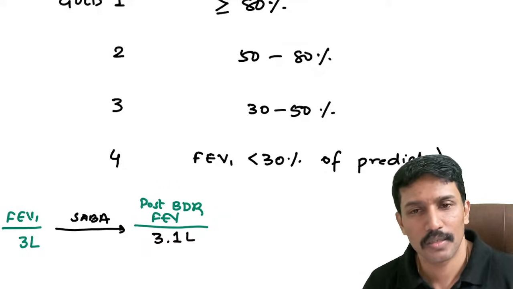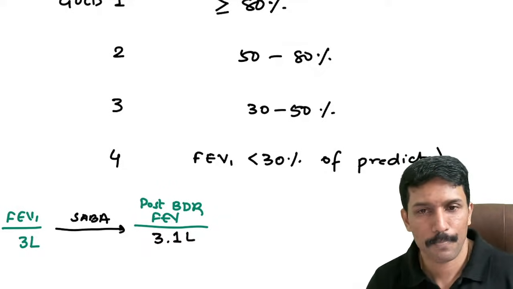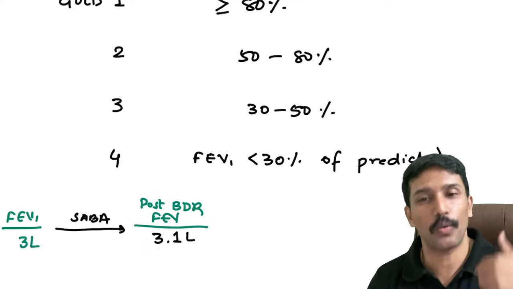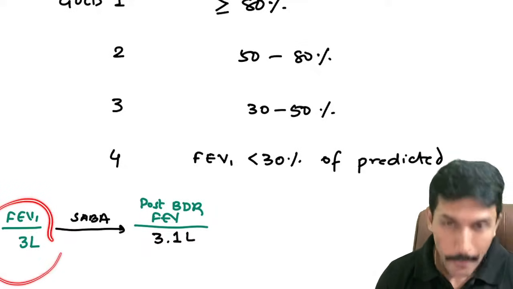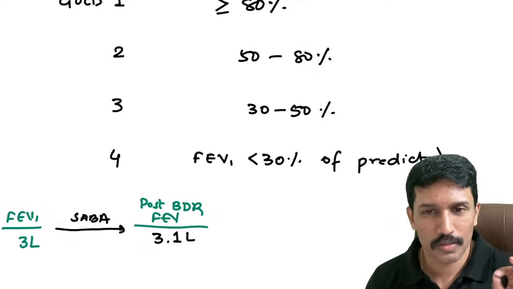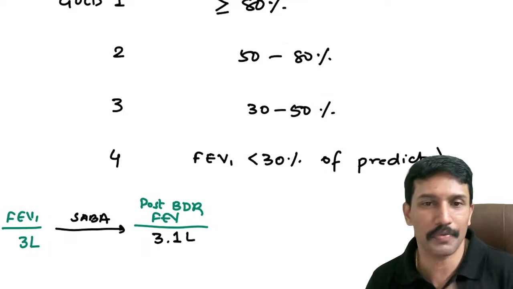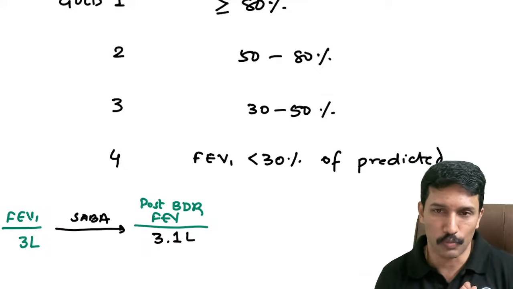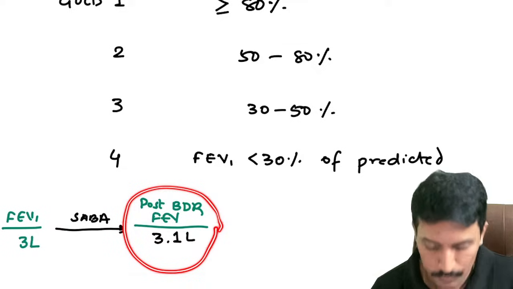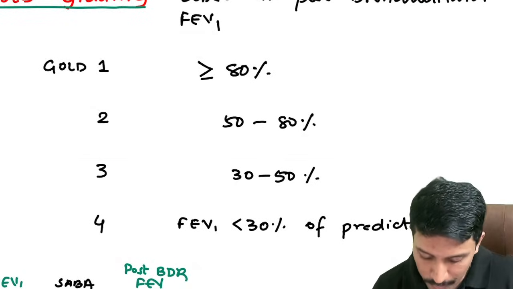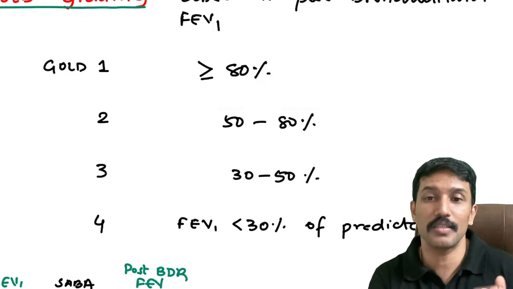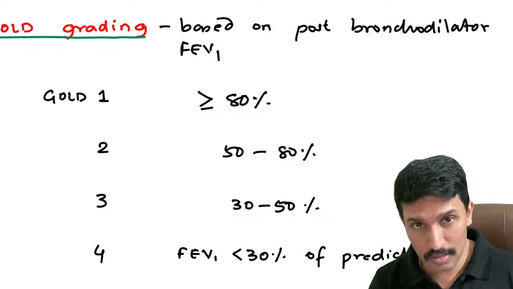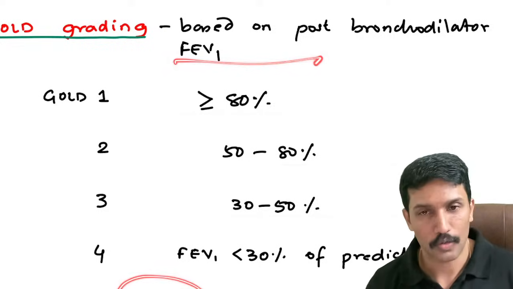How much percentage improvement did I get? Definitely less than 12%, because for 12%, for every 1 liter, 120 ml should increase. So for 3 liter, 360 ml should increase, that is 3.36 liter. If that was my answer, then it is asthma. It is less than that, less than 12%, so this patient has COPD. Now this value is what I'm using for grading, not how much percentage increased. The percentage increase is used only for deciding whether it is reversible or persistent. Once I know it is persistent, for grading I use this value.